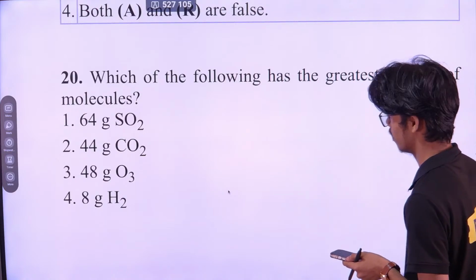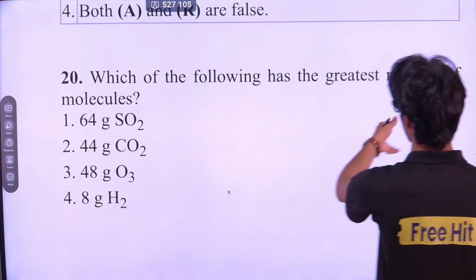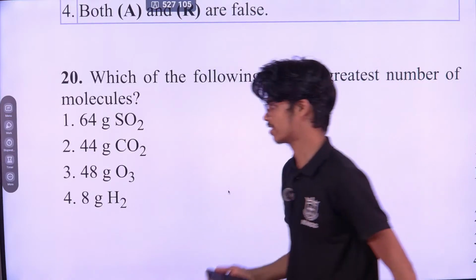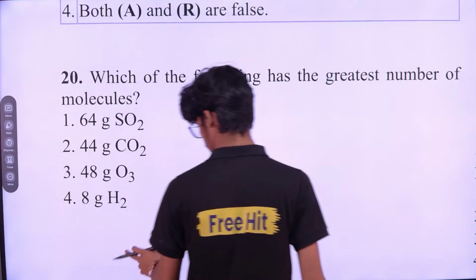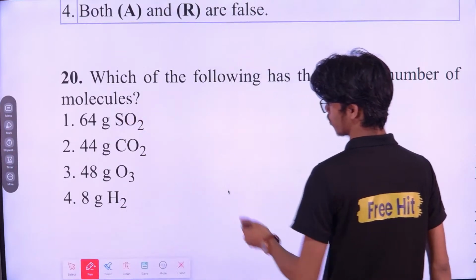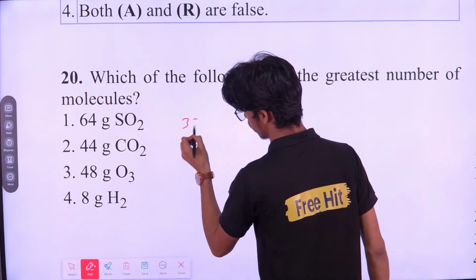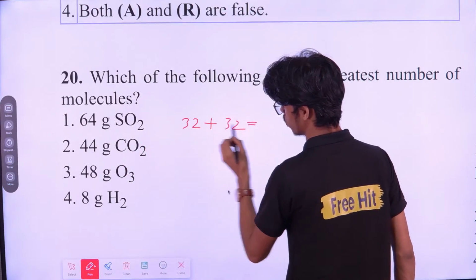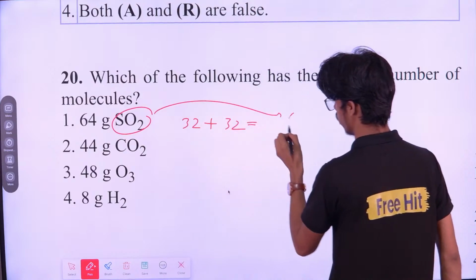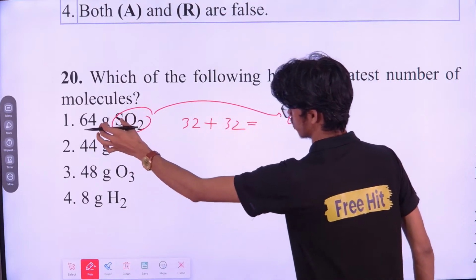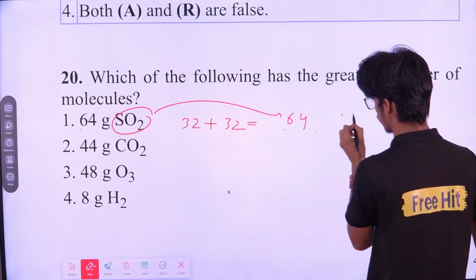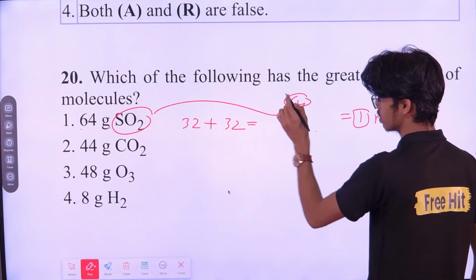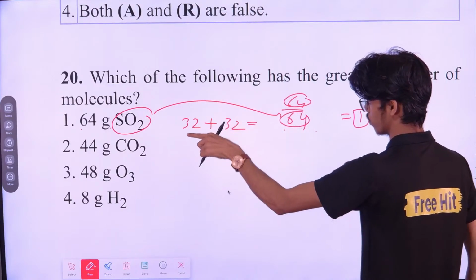Now, which of the following has the greatest number of molecules? So greatest number of moles means greatest number of molecules. Now let's find the answer. 64 gram of SO2. The mass of sulfur is 32, and oxygen 16 twice is 32 again. Then the total mass of this is 64. So given mass upon molar mass, that is 1 mole. 64 by 64. Given mass 64 gram, molar mass 64 gram.